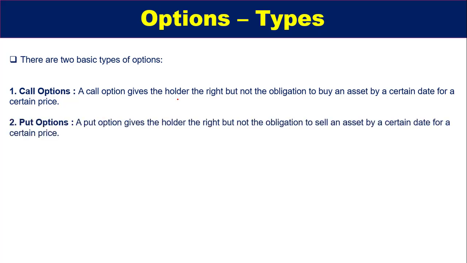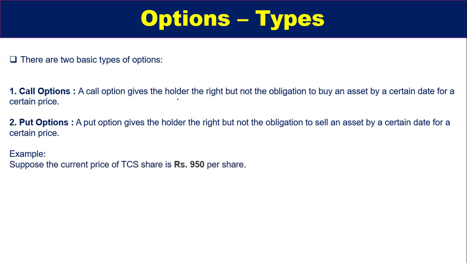The second type is the put option. In a put option, the holder of the option has the full right, but not the obligation, to sell an asset. It is just the opposite: to sell an asset by a certain date for a certain price. And I have not told you any example for that, so I'm giving you a real-time example so that the put option will be clear to you.